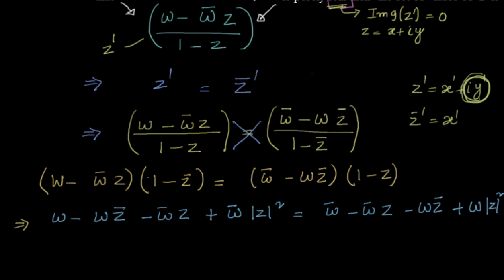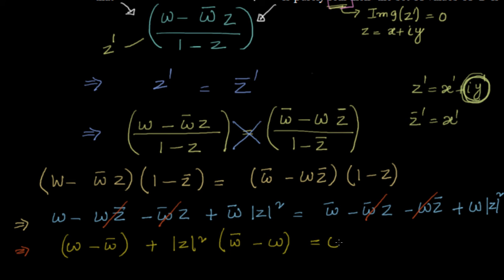w minus w z minus w dash into z plus w dash into z square is w dash minus w dash z minus w z dash plus w square. Now let us see, can I cancel anything here? Let me check what I can cancel here. Minus w z dash will go away. w dash z will go away. What is left is only four terms. Let's write down those four terms. We have w minus w conjugate plus, I can take mod of z whole square common, w conjugate minus w, is equal to 0.